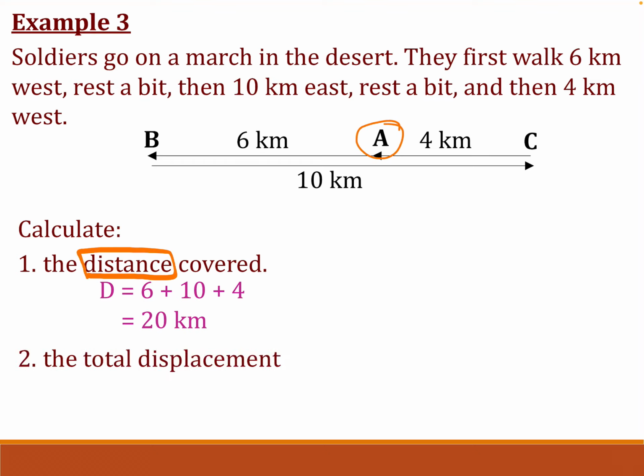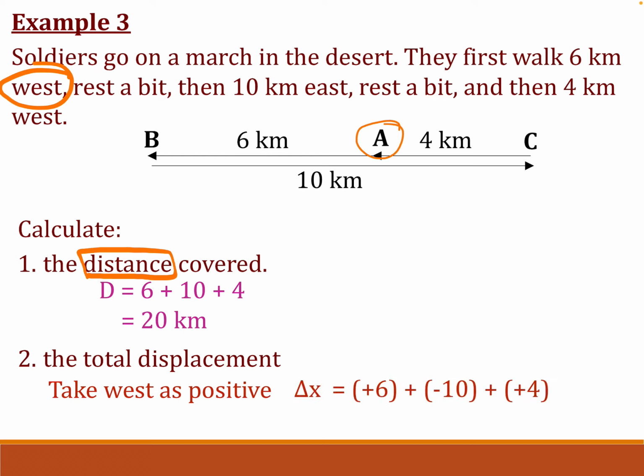Now they want the displacement. So here we've got to make a decision. Now they first went west, so I'm going to take west as positive. Okay. So this is when they went west. This is when they went east. That's when they went east. West. So it's plus 6 minus 10 plus 4. And we can see from the diagram that they went nowhere. They ended up where they started. 0 kilometers, no direction. They don't have a displacement.